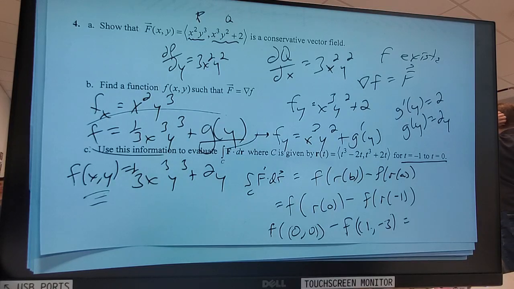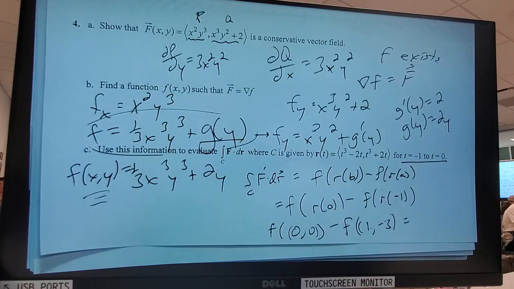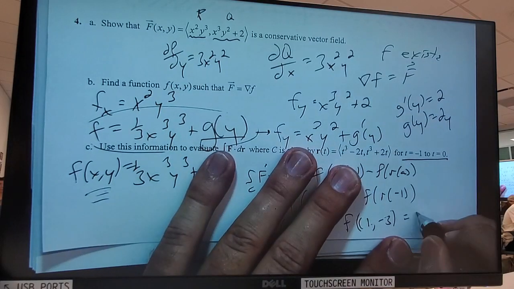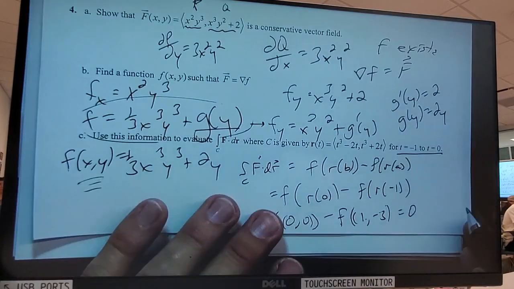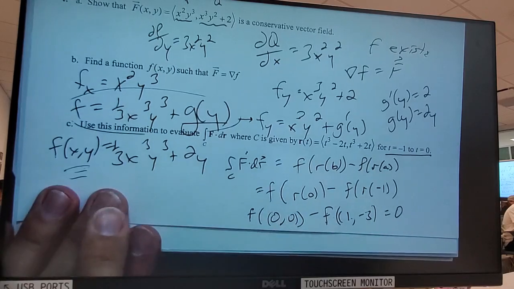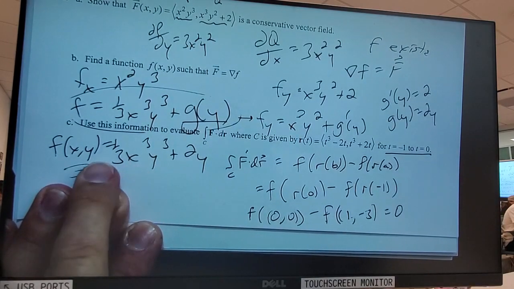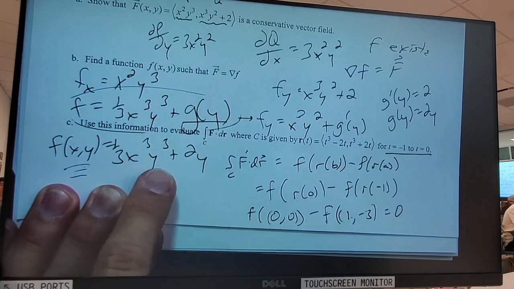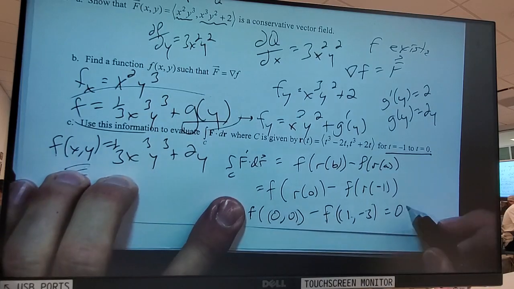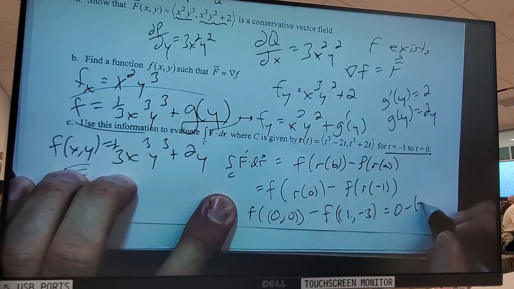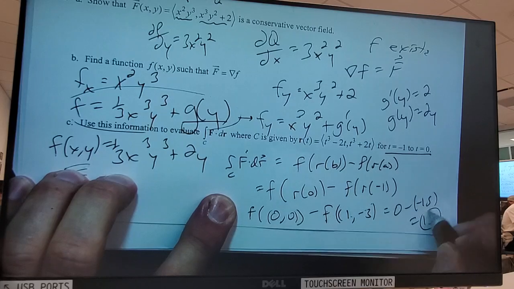Those are now my inputs for my poor little f. Yes, it's a multivariable function. It needs more stuff. So f of 0, 0 is 0. What's f of 1, negative 3? I don't know. So do it again. Sure, man. Let's see. I haven't done it yet. It'll be negative 9, yes? Minus 6, yeah, good. So minus negative 15, so we get 15.